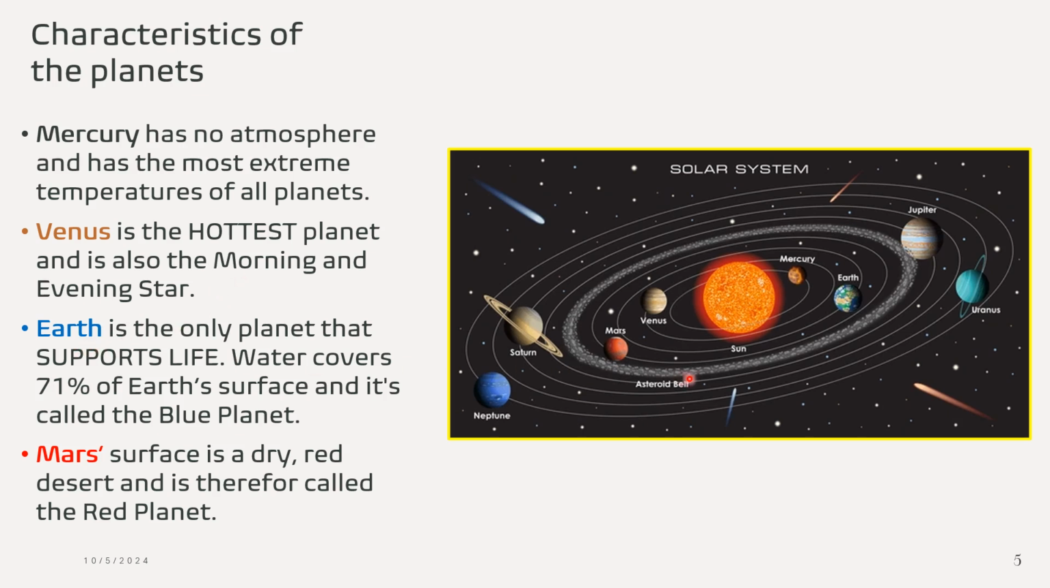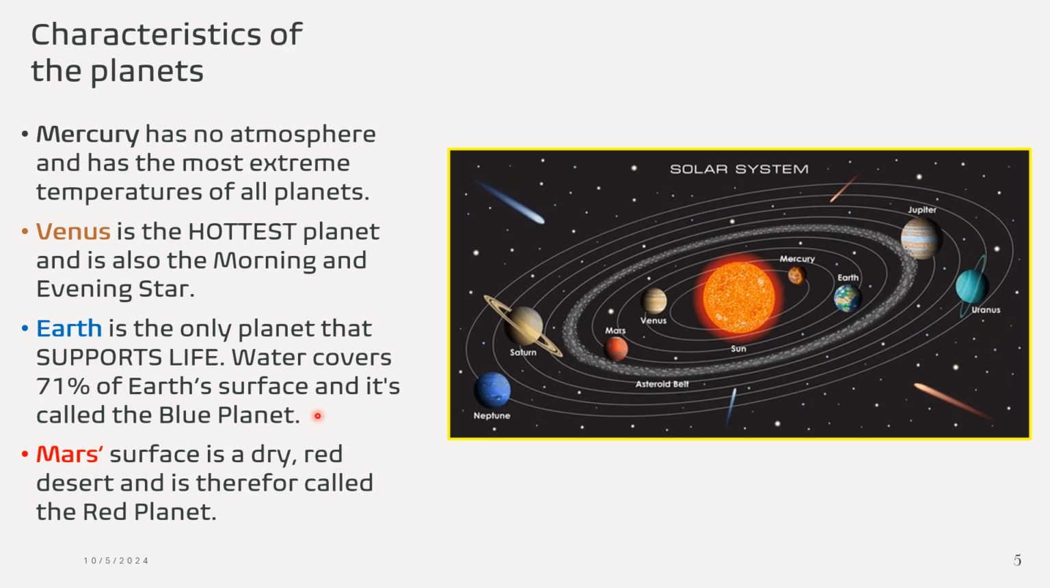Earth, the third planet from the sun, orbits the sun in that third orbit from the sun. It is the only planet that can support life in our solar system. That's the only planet that we know of that can support life. And because water covers about 71% of Earth's surface, it's also called a blue planet.